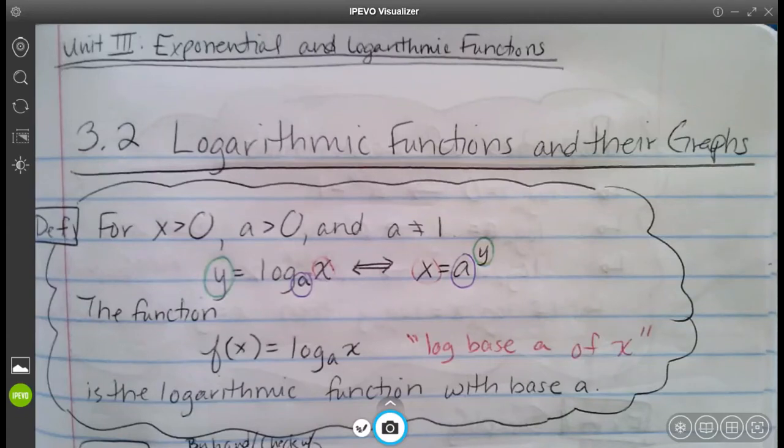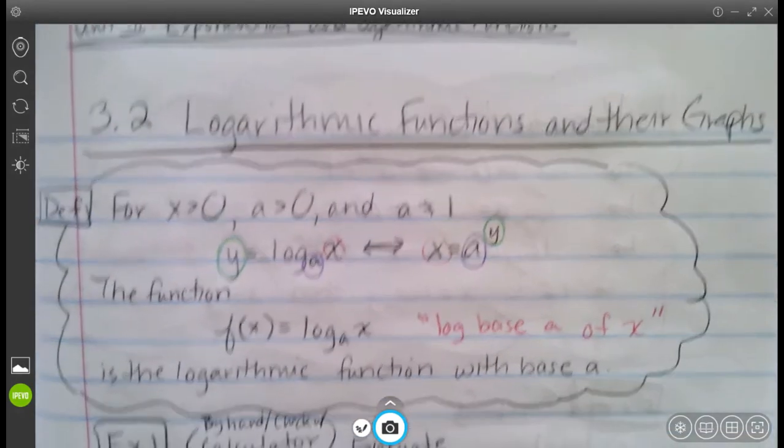In this video, we're going to go ahead and cover section 3.2, logarithmic functions and their graphs. Just to give a little bit of background information, this is the inverse of the unit we just saw, which was our exponential functions. So a lot of the stuff you're going to see is directly related to those exponentials. Okay, let's go ahead and look at the definition here.